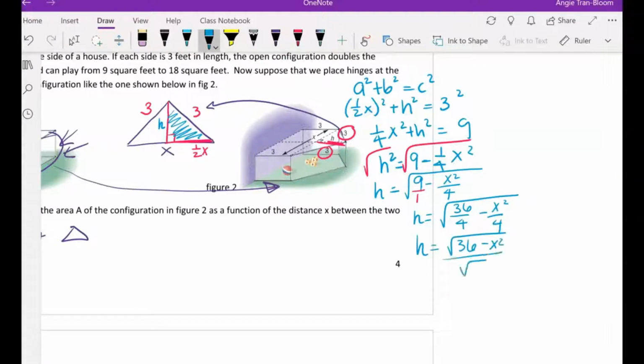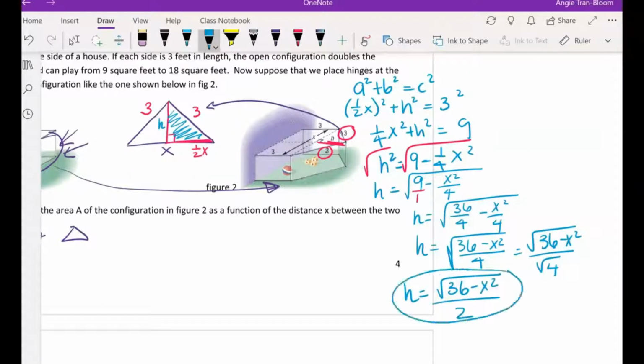squared over the square root of 4. If you don't see why I want it like that, then I'll do this: over 4, which is now the square root of 36 minus x squared all over the square root of 4. So a nice simpler height would be the square root of 36 minus x squared all over 2. So that's my height. Okay?